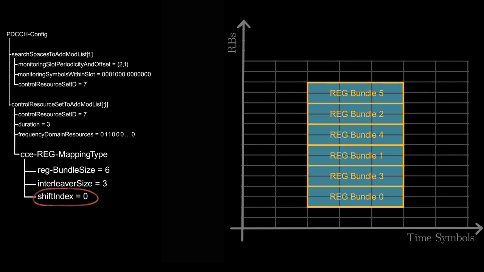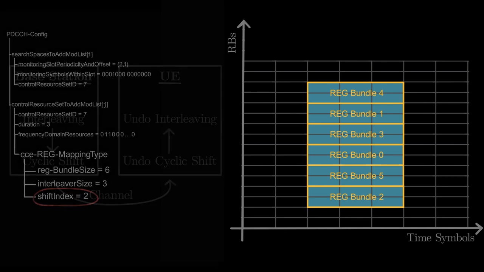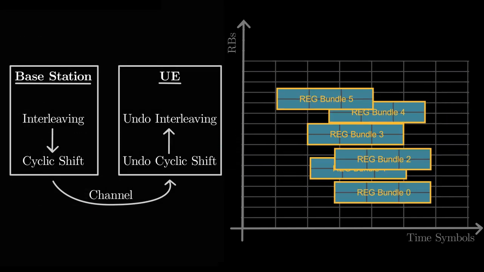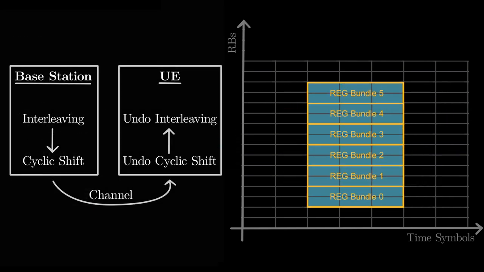The shift index parameter is used to cyclically shift REG bundles after interleaving. Here is an example where the shift index is set to 1, and another example where it's set to 2. UE has to first undo cyclic shift and interleave operations before blind decoding of PDCCH.